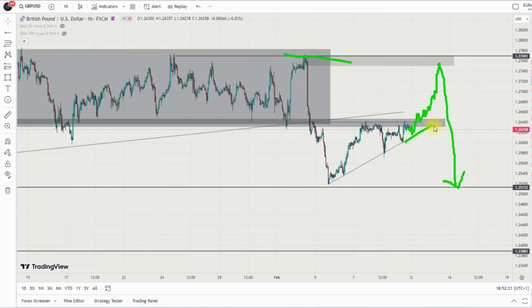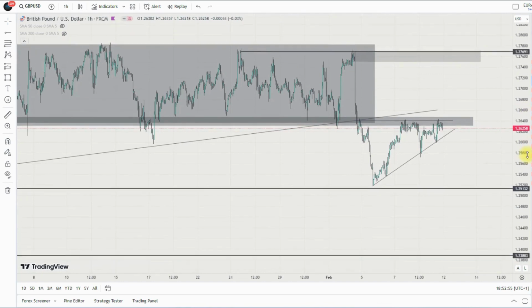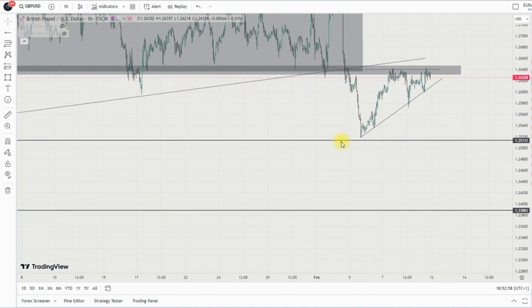I'm still bullish on US dollar, which means I'm still bullish on GBP USD, Euro USD, and the likes. But if that does not happen, you can look for a break to the downside at this particular level right here. If you see it breaking to the downside and it clears out this low, then you'll be looking for a sell setup back to 1.25132 or 1.23883. So if this clears out, we'll be looking for a break of this to 1.23883.